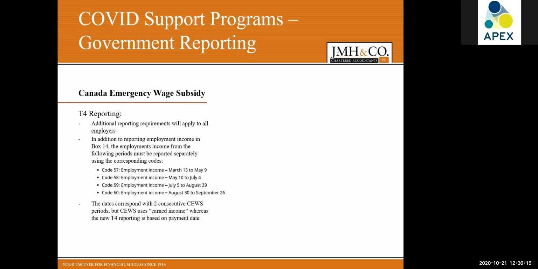When I talked about the temporary wage subsidy, that was paid in that time period. The Canada Emergency Wage Subsidy is earned in those periods. This T4 reporting goes back to the temporary wage subsidy. It's the amount that you paid between March 15th and May 9th. So if you wrote the checks out, if you did the electronic transfers to your employees on March 15th, it falls in there. If you made the electronic transfer on May 10th, it does not.